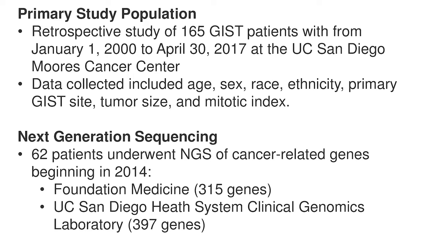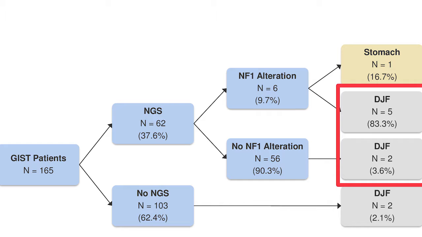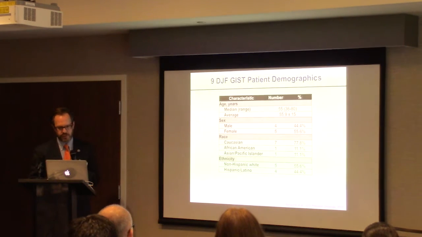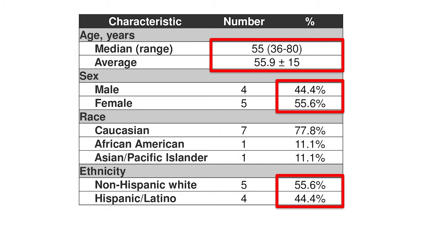So we looked at our database, and let's quickly jump through this. Here's our breakdown, fairly similar to what you would expect for GIST. We looked at the patients with tumors of this duodenal jejunal flexure, and a large proportion of them had NF1 mutations, suggesting that maybe that spot is a hot spot. And combining our data, working with Sloan Kettering, we identified 9 patients that had tumors exactly at that one spot.